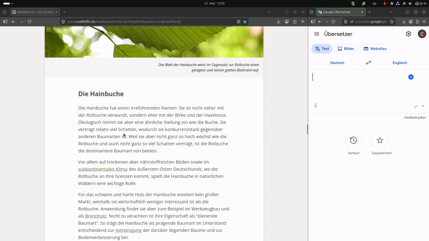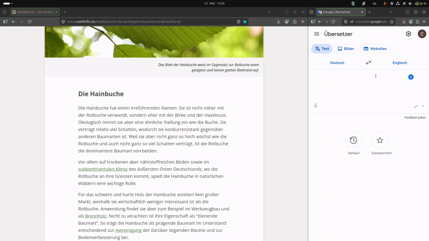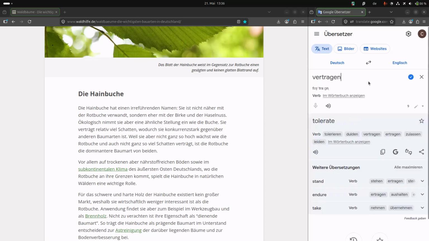Sie verträgt relativ viel Schatten. Sie, she, or it, verträgt. Also had that in some previous episode where I had a long explanation. This derives from the word tragen, which means to take or to carry rather. Vertragen means to be able to take, so to bear, I don't know, tolerate. Yeah, rather tolerate.